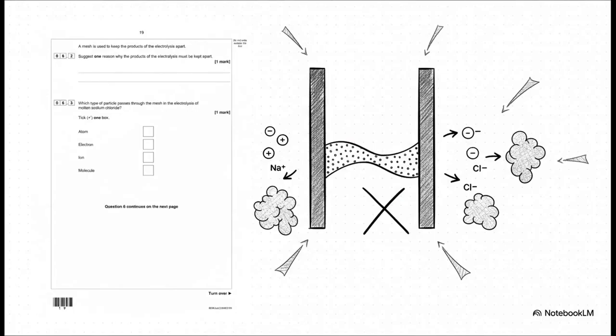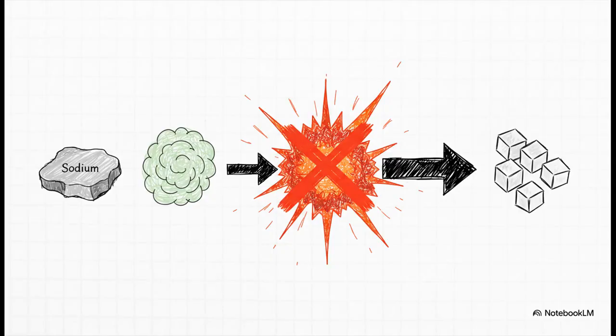All right, moving on. Question 6.2. It's pointing out this mesh that's separating the electrodes, and it's asking a pretty simple but super important question. Why is that mesh there? Why do we need to keep the products, the sodium and the chlorine, apart from each other? So the mark scheme is crystal clear on this one. It's all about stopping the products from reacting with each other.